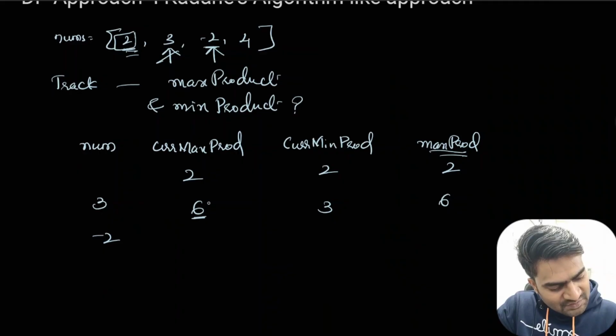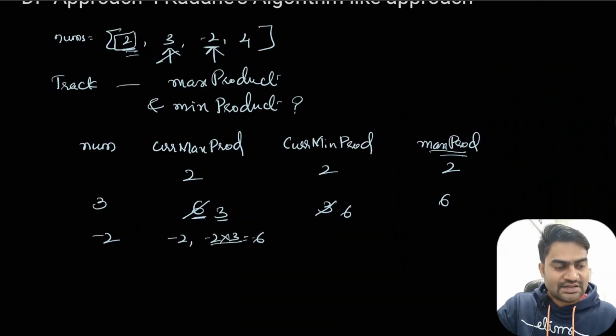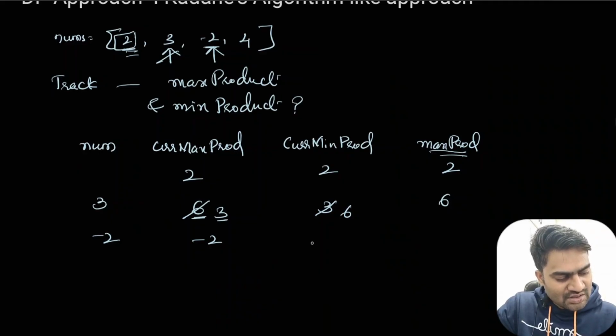So I will simply swap them before proceeding further. Then I will take current number minus 2 and multiply it with my current max, minus 2 into 3, which is minus 6. Correct, right? Now out of these two, which is maximum? Minus 2 is maximum, not minus 6 here. Because these are negative numbers, I will take minus 2 as my current max product. Then our current min product will be minus 2 comma 6 into minus 2. So this becomes minus 12.